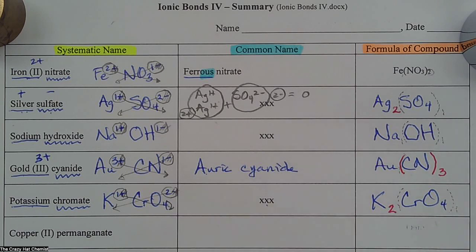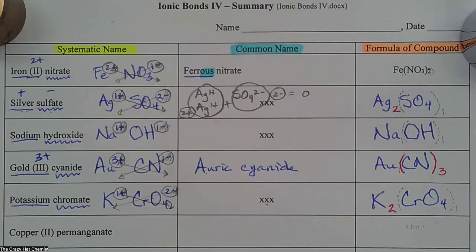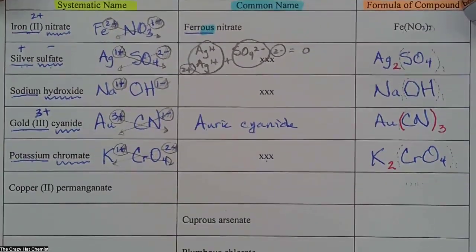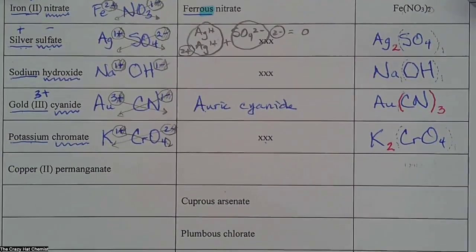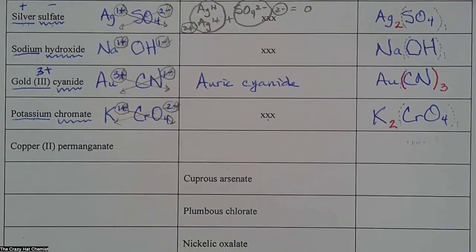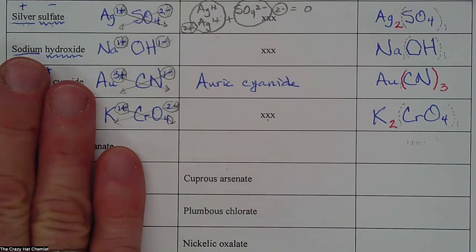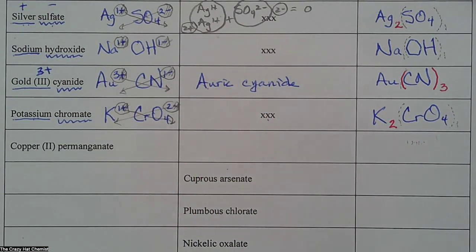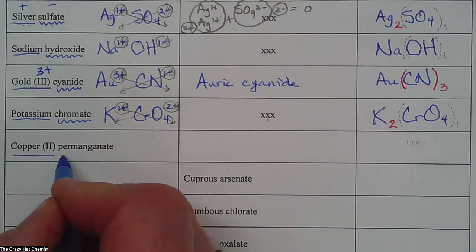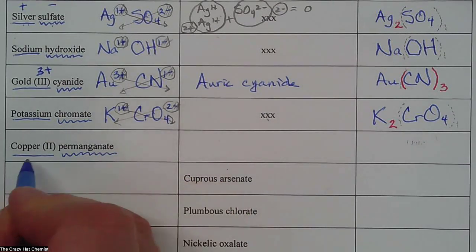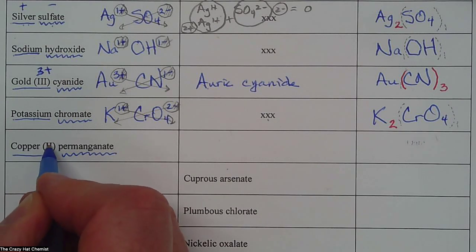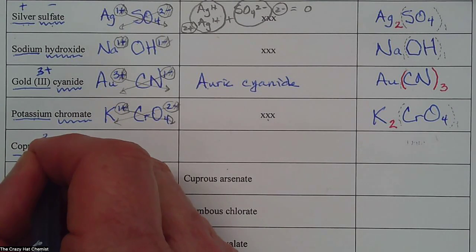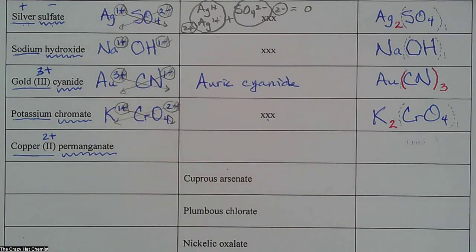All right, awesome. We have another one to do, so we're going to slide this up just slightly here. So hopefully you have remembered that we have our systematic name first, common name, and then our formula of our compound. So our next one is copper with a Roman numeral 2 and then permanganate. So that means that with this Roman numeral 2, again, if you know your Roman numerals, which you should, this is a 2 plus charge right there.